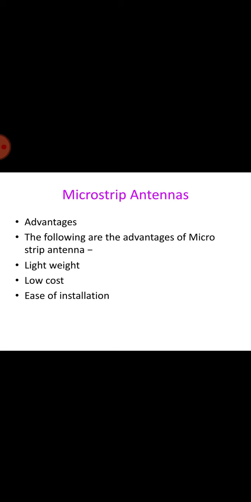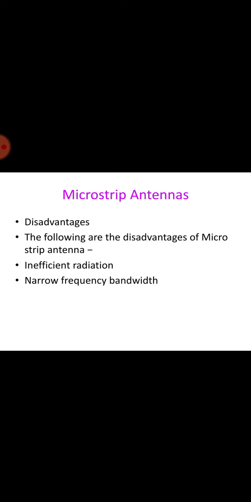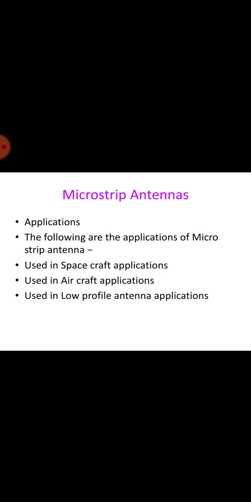The main advantages of microstrip antennas are lightweight, low cost and ease of installation. Its disadvantages are inefficient radiation and narrow frequency bandwidth. Microstrip antennas can be used in spacecraft applications, aircraft applications and low profile antenna applications.